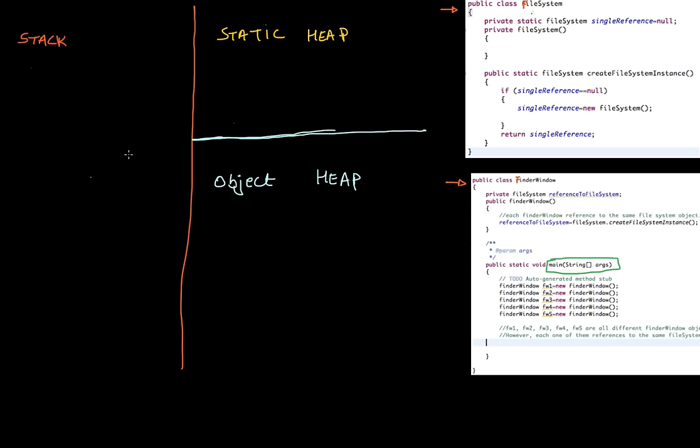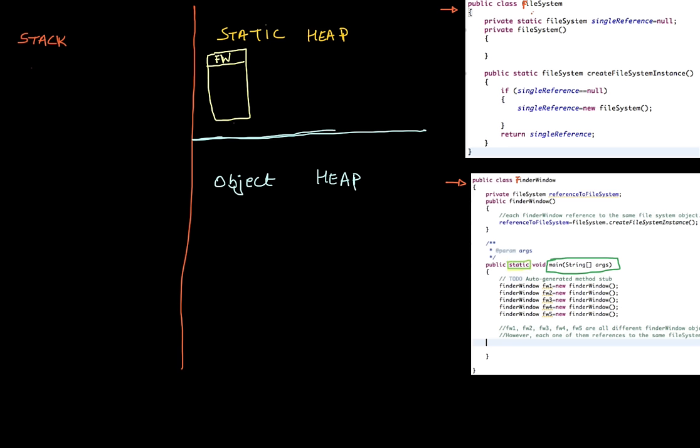So I'm just going to draw a box on my static heap space, and we're going to give it a name, which in this case is FinderWindow. Let's use FW for short. So I'm using the acronym FW, short for FinderWindow, and this is going to contain the definition of the static members inside the FinderWindow class, which currently apparently only has one static member, which is the static main function right here.